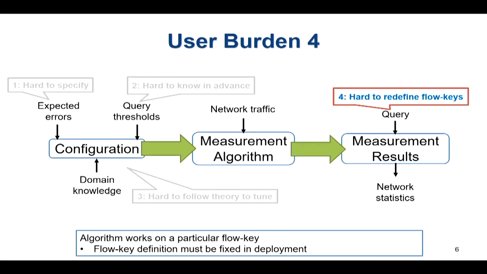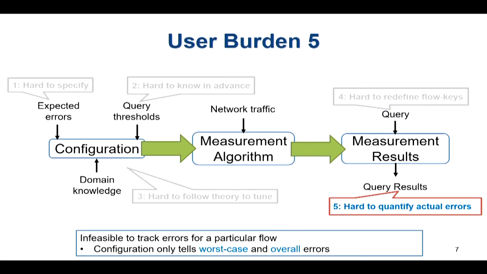And the fourth burden is that the algorithm only works for a particular flow key. Users can only invoke queries for this flow key. There's no way to switch from one flow key to another unless we deploy two instances of the same algorithm, one for each flow key independently.